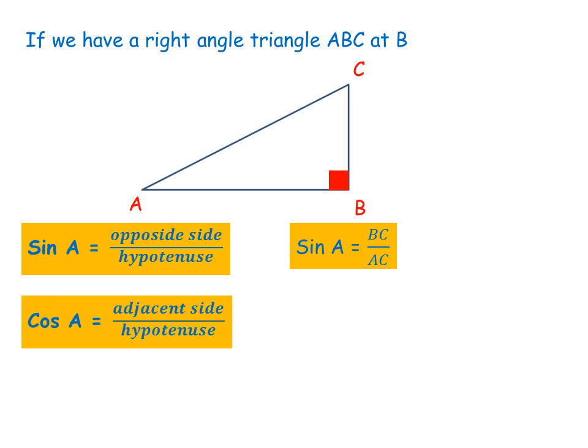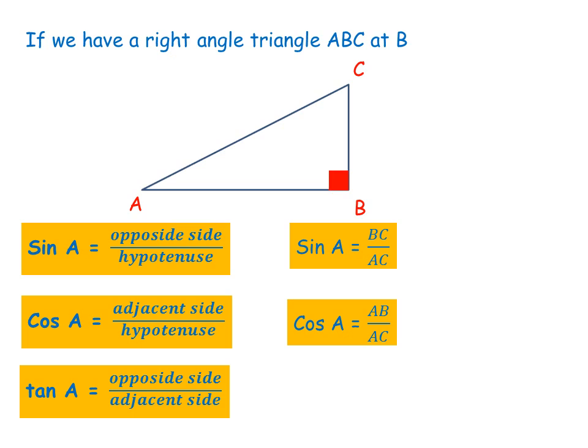The second ratio we have is cosine A, which equals the adjacent side of the angle A, which is AB, over the length of the hypotenuse of the triangle ABC, which is the length of AC. So cosine A equals AB over AC. And finally, tan angle A equals the length of the opposite side of the angle A over the length of the adjacent side to angle A, BC over AB as side lengths. These three ratios are for angle A.